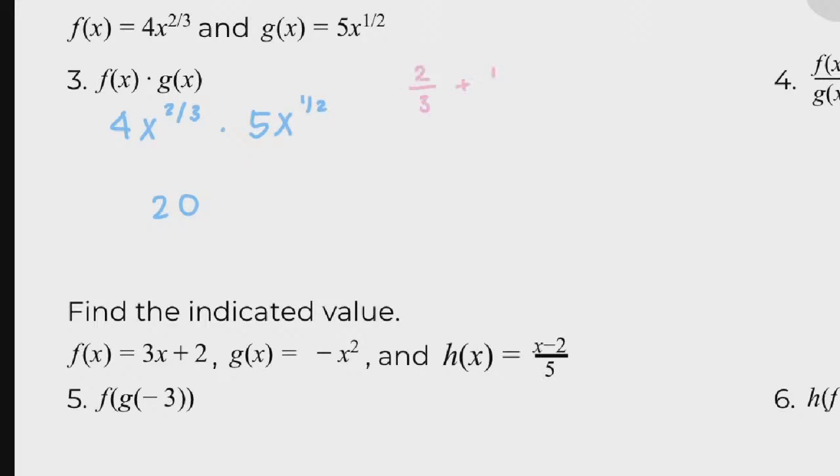So 2/3 plus 1/2, the common denominator would be 6. So we would multiply this one by 2 and this one by 3. So this would be 4, this would be 3, and then we'll get 7 over 6. So we get 20x to the 7 over 6 power. And for this problem, since there's no negative in the exponent, that means x is in the numerator as well. So the domain is all real numbers.